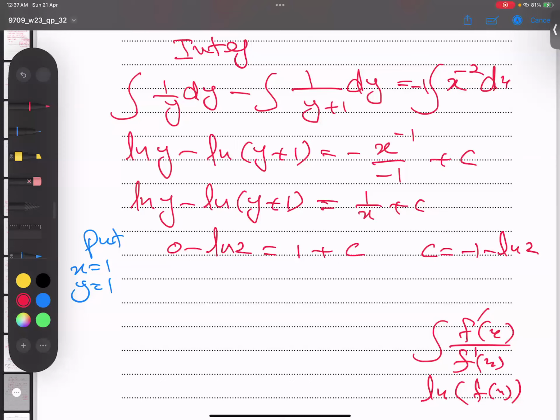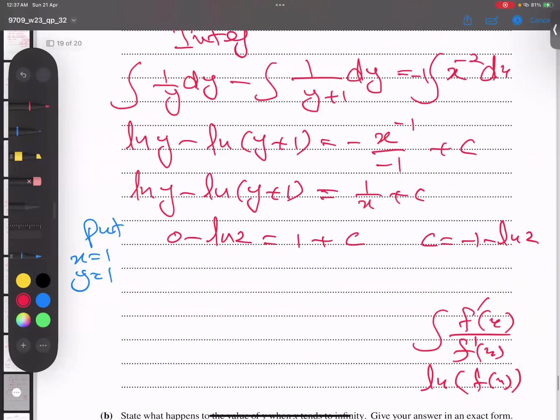Now, students, wait a minute, let me check once again. C value is, yeah, correct. Okay. Now, student, what to do? So this value, I'm going to plug in it here. And let's try to do it.